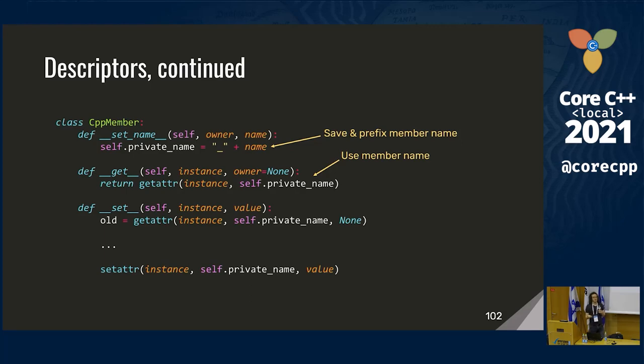Then in the C++ member class itself, in set name, we take that name and we save it, because since it is a class object, we have to save the actual variable somewhere. That place would be in the hosting class, in a variable of a different name. So we take the name of our variable and prefix it with something. Here we're using underscore. And then in the getter, we access that specific new name in the host class, which we get in the instance variable. And in the setter, we do the same again with the instance variable.